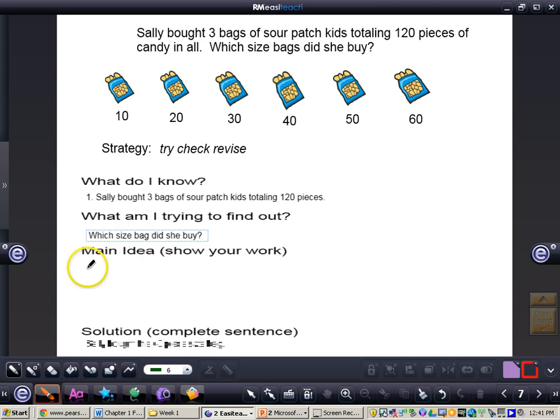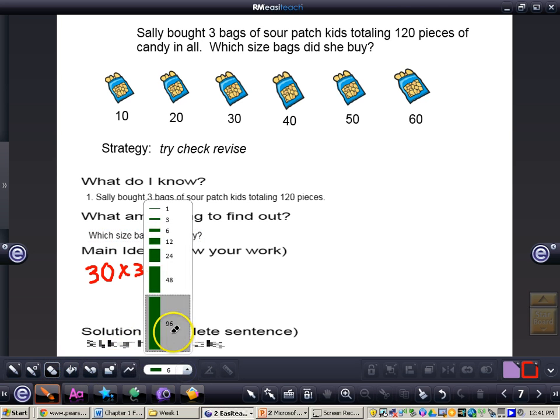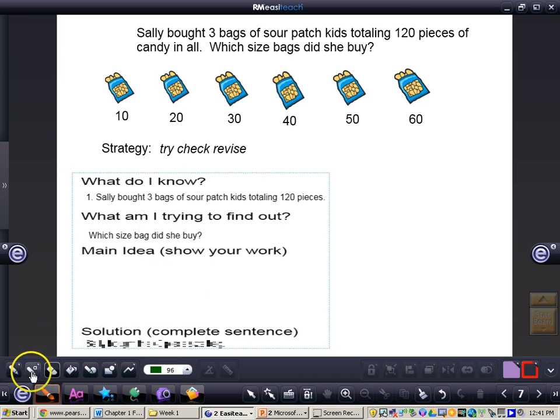What I would do is I would take 30, I'd multiply that by 3, and that would only give me 90. That's quite all right, since this is a try, check, and revise, or any type of word problem that you're working on. If you get the incorrect answer the first time, you can try it, you can check it, and you can revise it. Now I know I can revise it because my final answer needed to be 120.